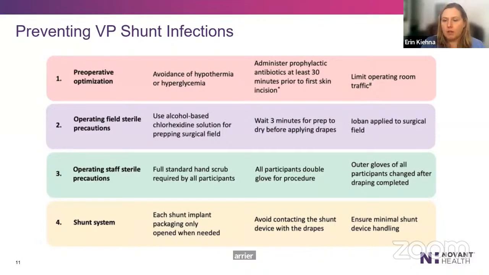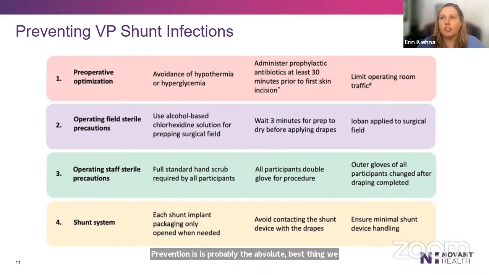Prevention is probably the absolute best thing we can do, and several different organizations, between the Hydrocephalus Clinical Research Network and the SSI within the US, amongst all of our colleagues worldwide, have identified 11, 12 factors that are your very best protection against a shunt infection.